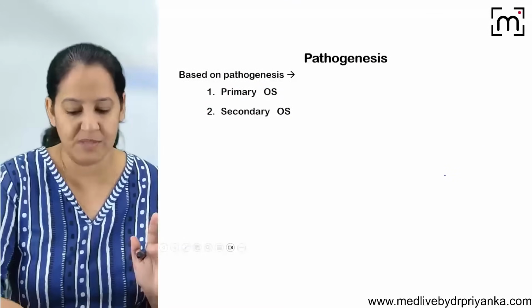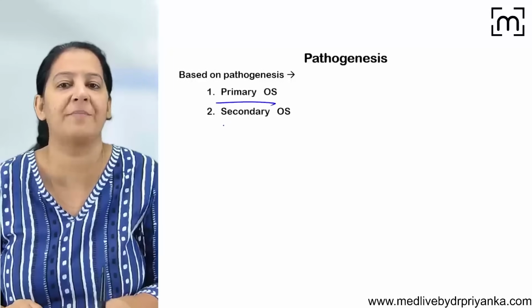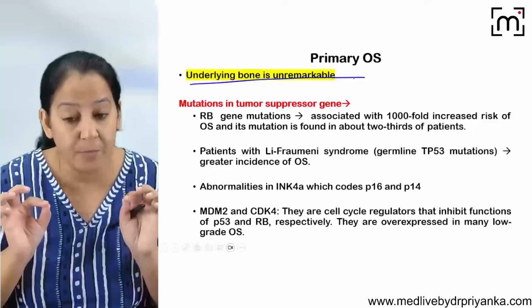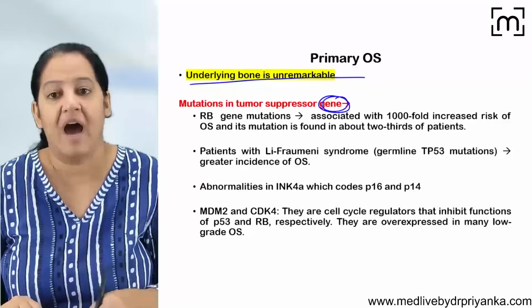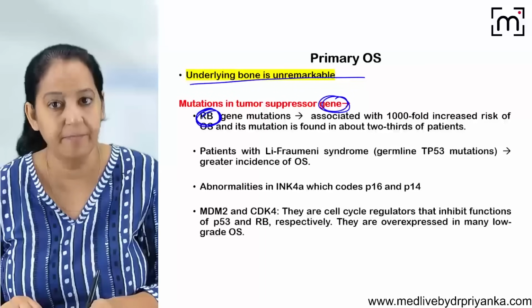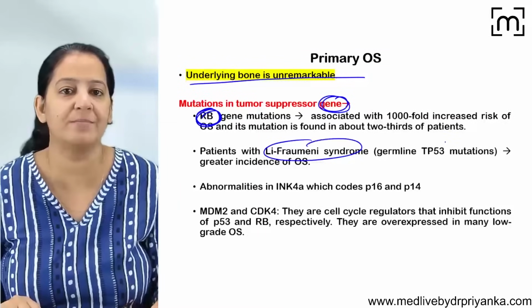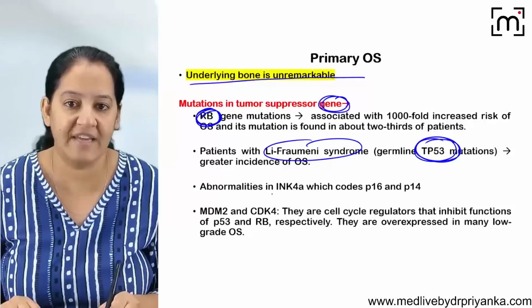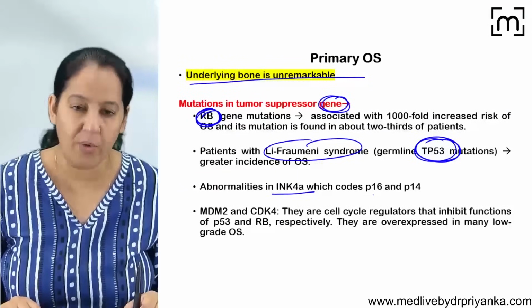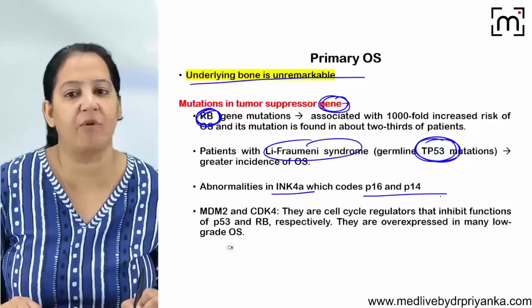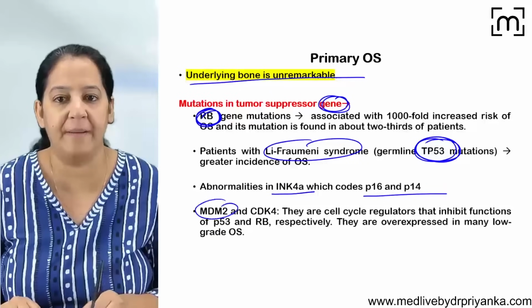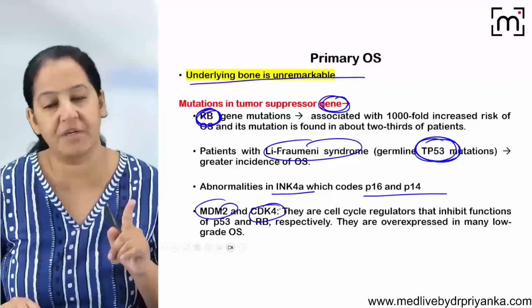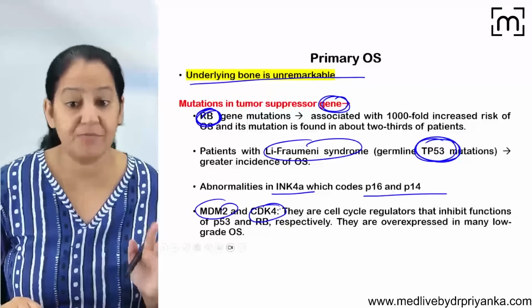Coming to the pathogenesis. What is the pathogenesis? There are 2 types of osteosarcoma, primary and secondary. In primary, the underlying bone is unremarkable. It occurs due to mutation of certain genes. Which gene? Either mutation occurs in the retinoblastoma gene, or there is Li-Fraumeni syndrome, that is mutation of the P53 gene, or there is mutation in INK4A, which codes P16 and P14 proteins, or there can be mutation in MDM2 or CDK4. So you can see the mutations, but the most common is due to the retinoblastoma gene. So this is primary osteosarcoma.